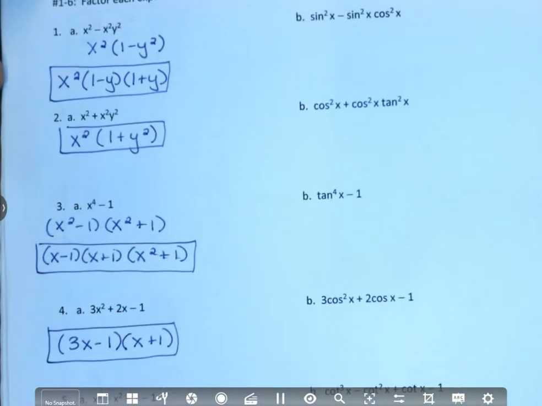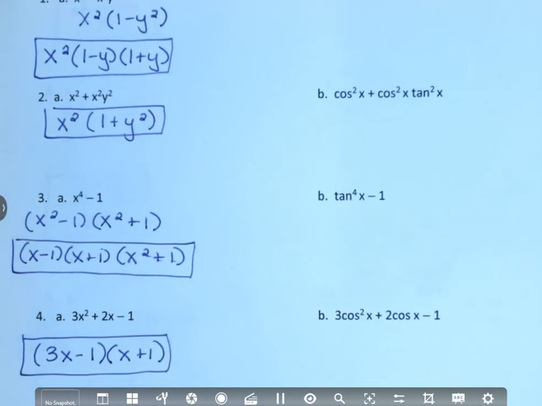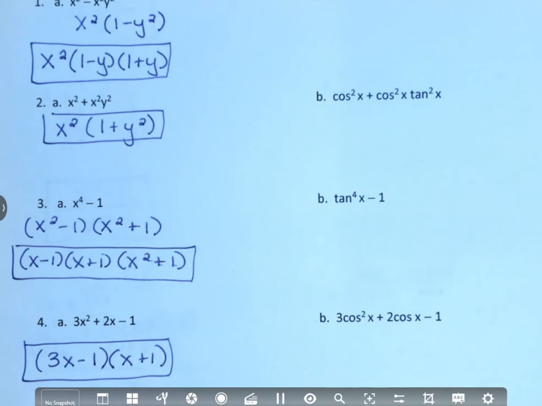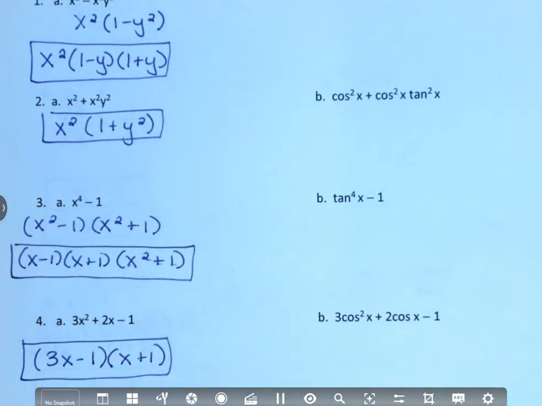So take a look at 1 through 4 for me, please. And you can see on some of them, like problems 1 and 3, you may have a first step of factoring, but did you finish factoring all the way?